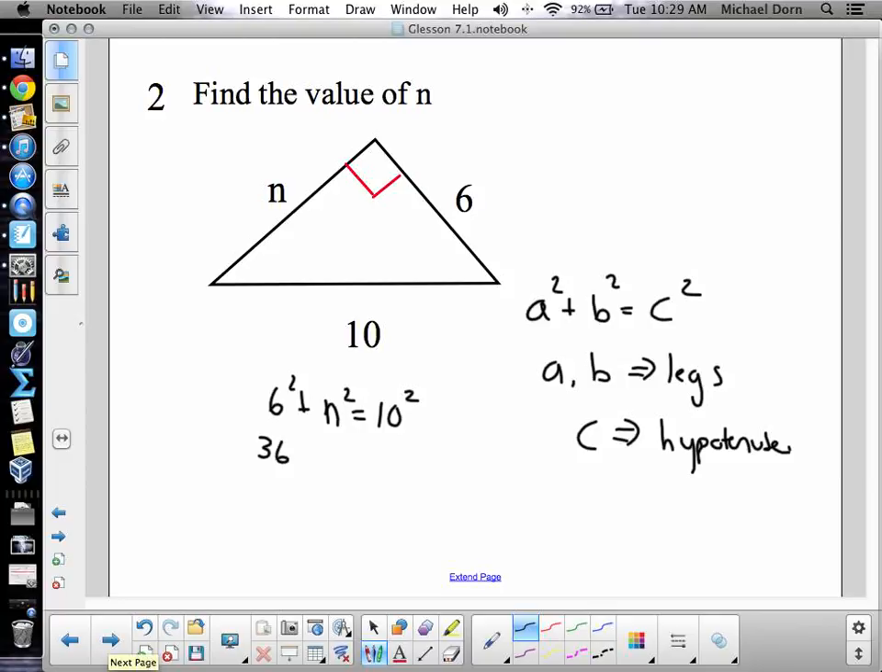And again, we expand that. And subtraction, I get n squared is 64. So n is the square root of 64, which is 8.